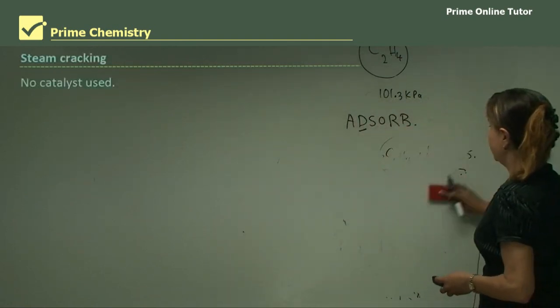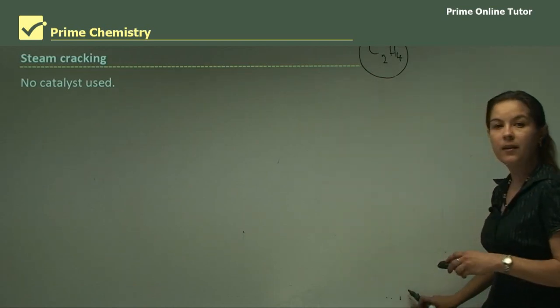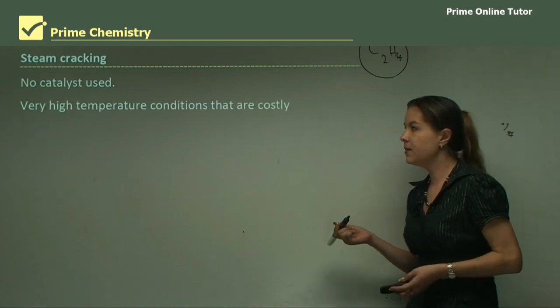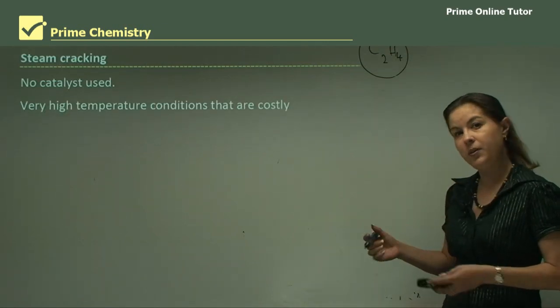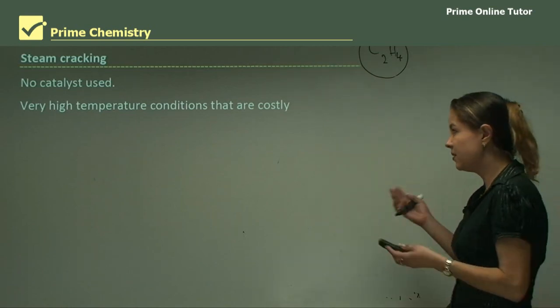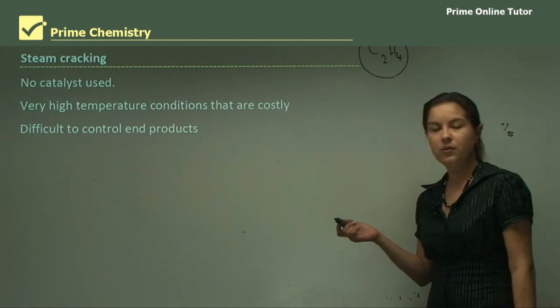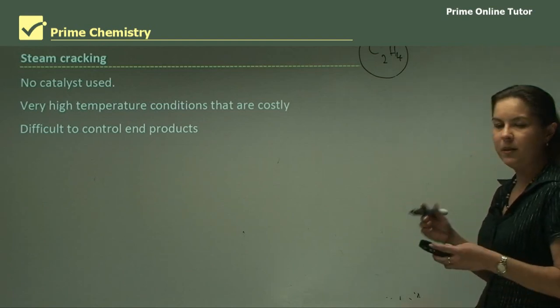So now on to the other type of cracking. We've just looked at catalytic cracking. Now the other type is steam cracking. In steam cracking, they don't use a catalyst. They use very, very high temperature conditions, which is costly because to get the temperature up higher, you need to put more energy in. So that's more costly. And unfortunately, with steam cracking, it's difficult to control the end products. So catalytic cracking seems to be more specific.